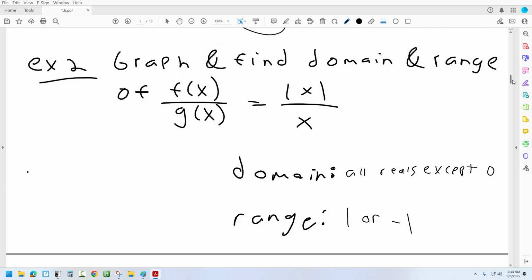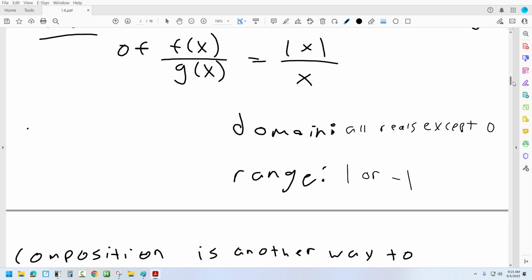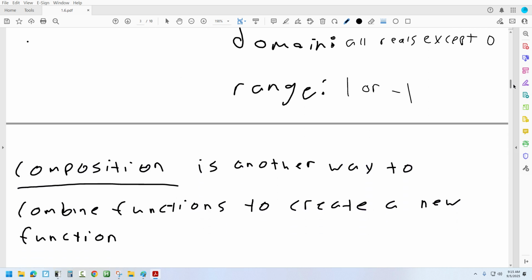All right, so combining functions using addition, subtraction, multiplication, and division, it's pretty straightforward. We're going to look at another way that we can take two functions and combine them together, and this is what we're going to spend the rest of today on, and that's called composition. So composition is another way to take two functions, merge them together, and get a new result.